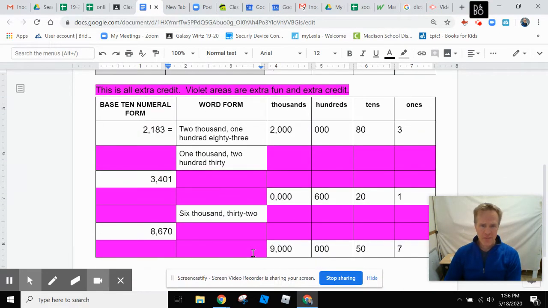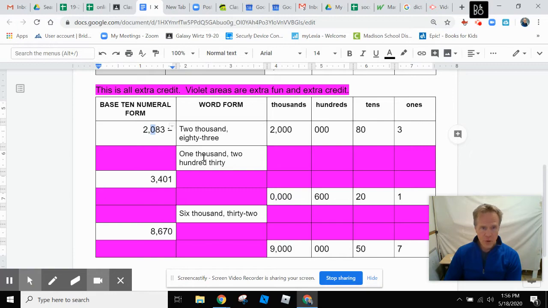Down below, you may be able to do this. This is extra credit. The one thing all these have in common is there will be zeros in one of these places. One of these places will have zeros. This one says, let's see. Well, this should be a zero. 2,000, I goofed that one up. 2,083. I did not say the word 100, so there is no 100.